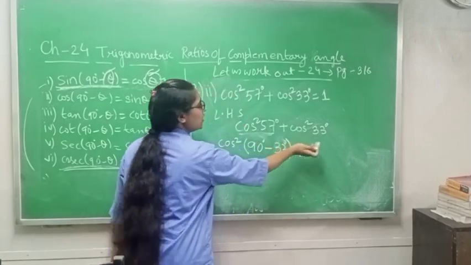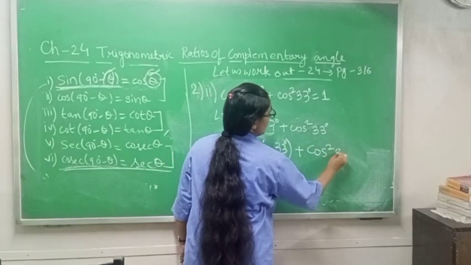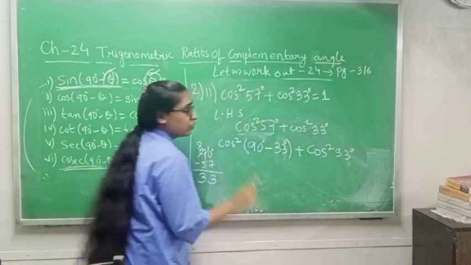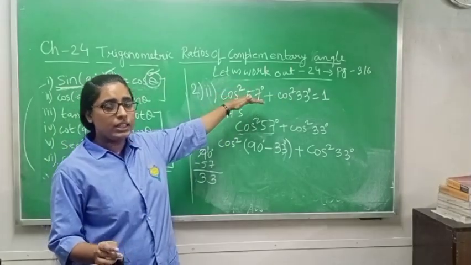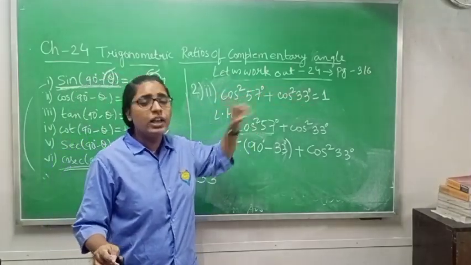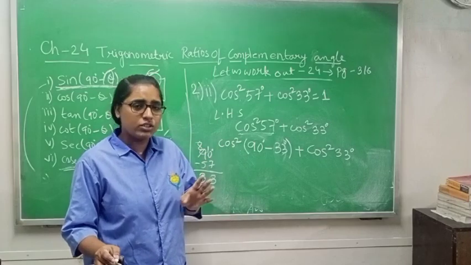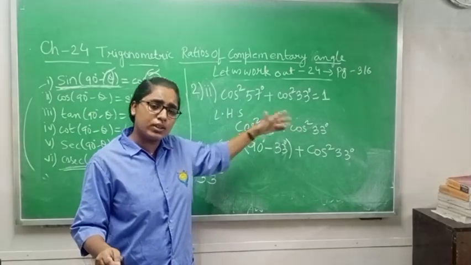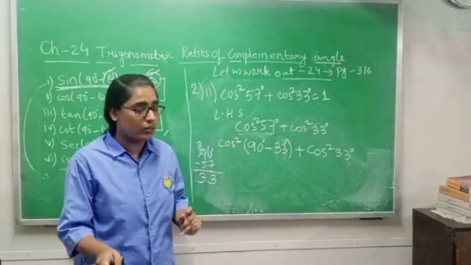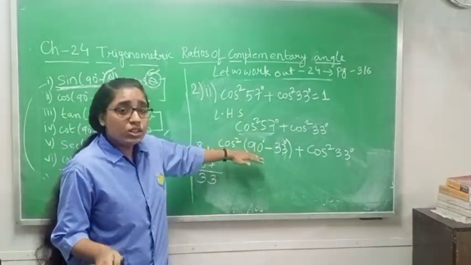Now this one you will write as it is. This one will not change. I am changing any one of these. Okay? Two things are given to you, cos square 57 degree plus cos square 33 degree. You can change any one of them. It's up to you. Either you can change cos square 57 or you can change cos square 33. It's up to you, class 10. Okay? Now I am changing the first one.